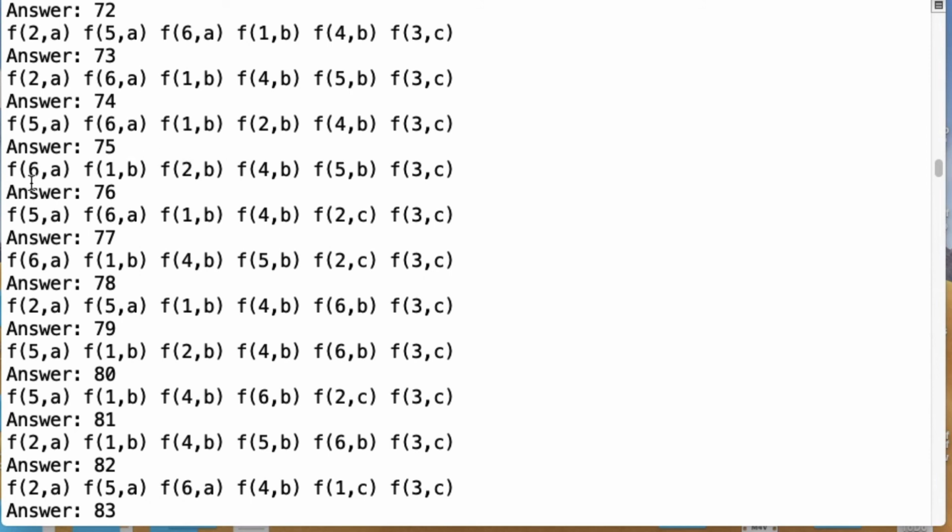Let's actually look at answer 75, for instance. 75 has 6 mapped to A, B, B, B, B, C. So all of A, B, C have at least one element that is mapped from the domain. Same for all the others. All the functions use all of A, B, C. That's the definition of onto. All the elements in the codomain have to be used in the function. Any question up to this part? Okay, let's move on then.